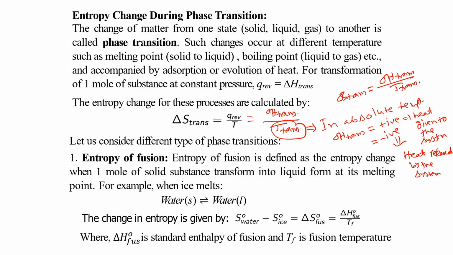Now, let us consider different types of phase transitions. First, entropy of fusion. Entropy of fusion is defined as the entropy change when 1 mole of solid substance transforms into liquid form at its melting point. This is a very important thing: at its melting point. For example, when ice melts, then we get water.